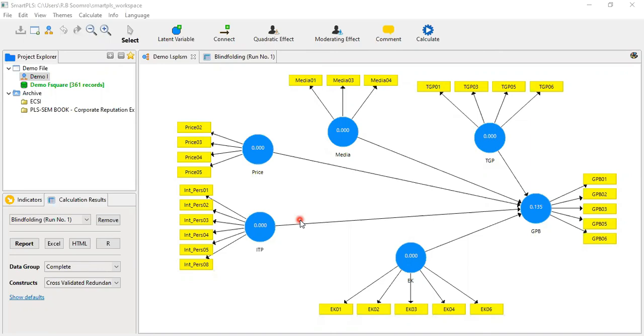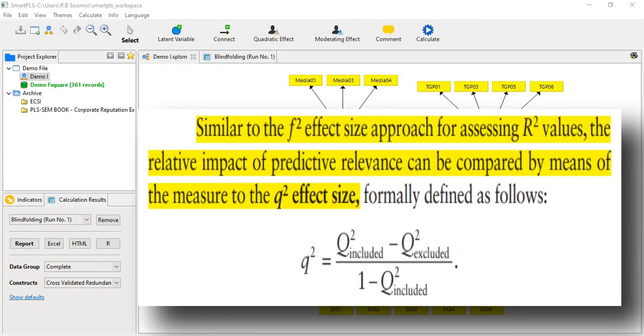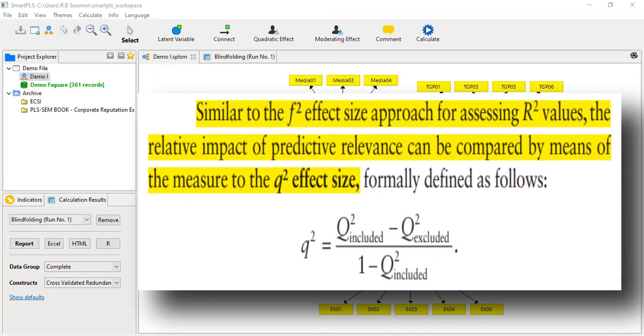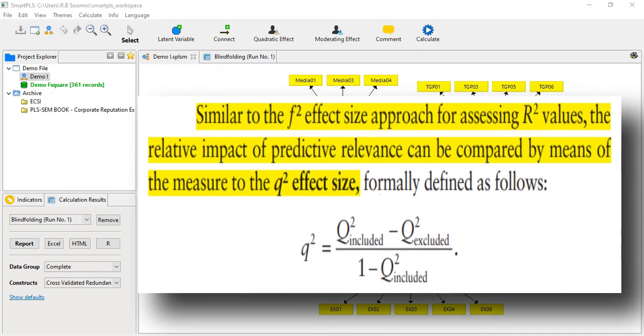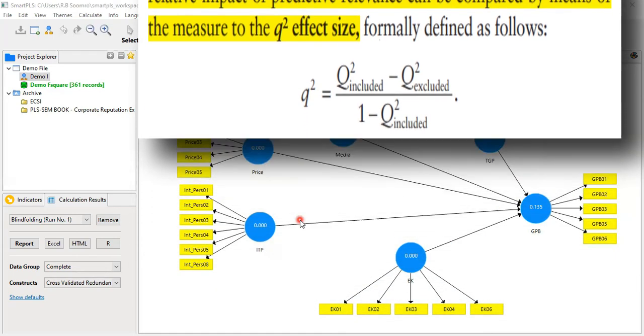The Q square value estimated by the blindfolding procedure represents a measure of how well the path model can predict the originally observed values. Okay, now it's clear. And then, similar to the F square effect size approach for assessing the R square value, the relative impact of the predictive relevance can be compared by means of the measure of the Q square effect. The formula you're looking at here: Q square effect equals Q square included minus Q square excluded, divided by 1 minus Q square included. So this is a formula you can do practically on a piece of paper, and that means you can get to know the level of the Q square.